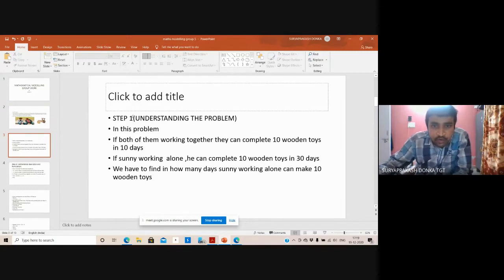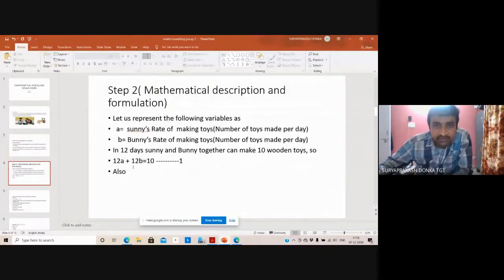Then, understanding the problem under mathematical modeling. In this problem, if both of them work together, they can complete 10 wooden toys in 12 days. If Sunny works alone, he can complete 10 wooden toys in 30 days. So we have to find in how many days Bunny working alone can make 10 wooden toys. Now the mathematical description and formalization. Let us represent the variables: A is equal to Sunny's rate of making toys, that is, the number of toys made per day. B is equal to Bunny's rate of making toys. In 12 days, Sunny and Bunny together can make 10 wooden toys, so the equation is 12A plus 12B is equal to 10.